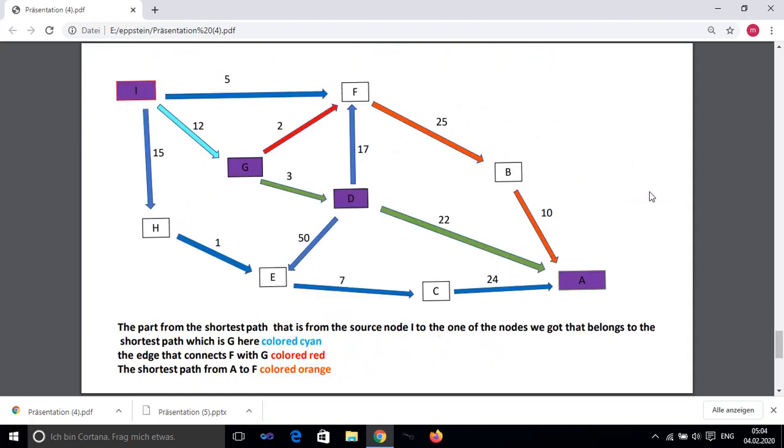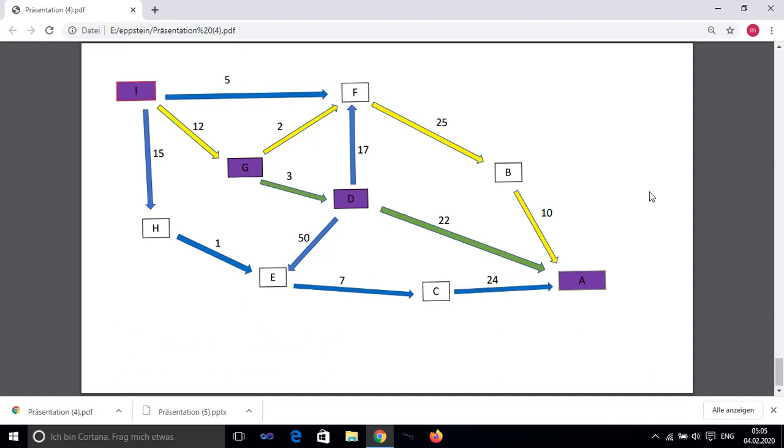The part from the shortest path that is from the source node I to the one of the nodes we got that belongs to the shortest path, which is G, is colored cyan. The edge that connects F with G is colored red. The shortest path from A to F is colored orange. The second shortest path we got is colored yellow.